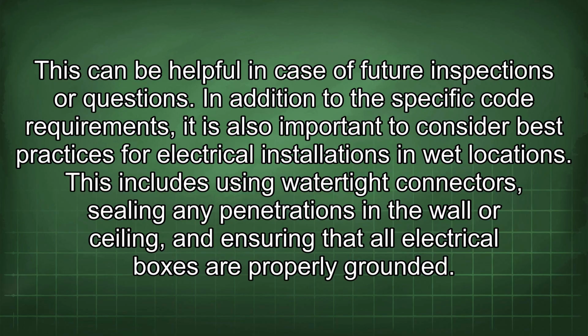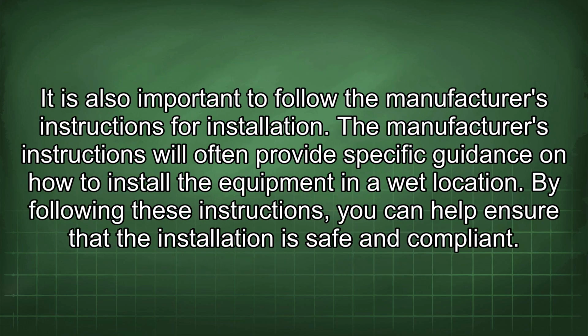In addition to the specific code requirements, it is also important to consider best practices for electrical installations in wet locations. This includes using watertight connectors, sealing any penetrations in the wall or ceiling, and ensuring that all electrical boxes are properly grounded. It is also important to follow the manufacturer's instructions for installation. The manufacturer's instructions will often provide specific guidance on how to install the equipment in a wet location. By following these instructions, you can help ensure that the installation is safe and compliant.